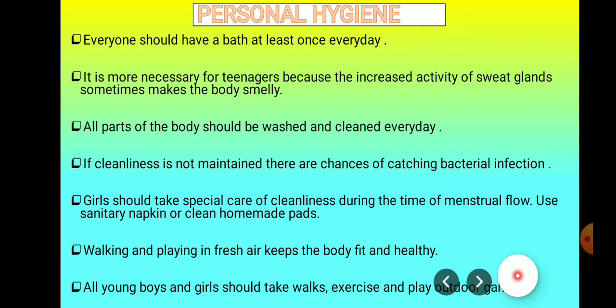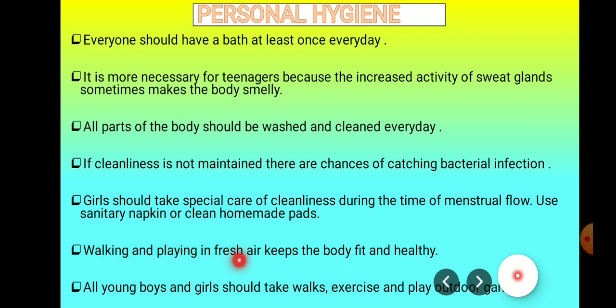Personal hygiene. Everyone should have a bath at least once every day. It is more necessary for teenagers because the increased activity of sweat glands sometimes makes the body smelly. All parts of the body should be washed and cleaned every day. If cleanliness is not maintained, there are chances of catching a bacterial infection. Girls should take special care of cleanliness during menstrual flow, using sanitary napkins or clean homemade pads.